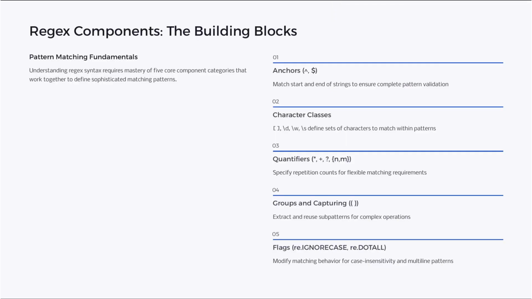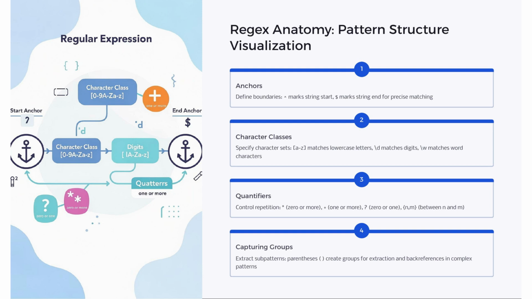RegEx components are essential for crafting precise patterns. Anchors like caret and $ sign ensure patterns match string boundaries. Character classes, such as left bracket and right bracket and \d, define character sets. Quantifiers like asterisk, plus, and question mark control repetition. Groups and capturing with parentheses allow sub-pattern extraction. Flags like IGNORECASE modify matching behavior.